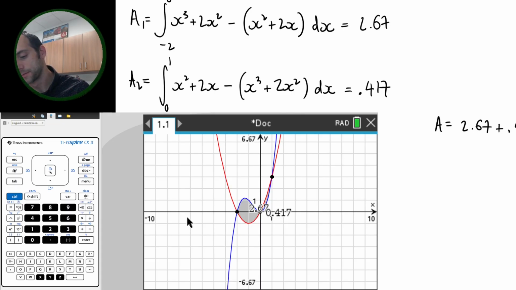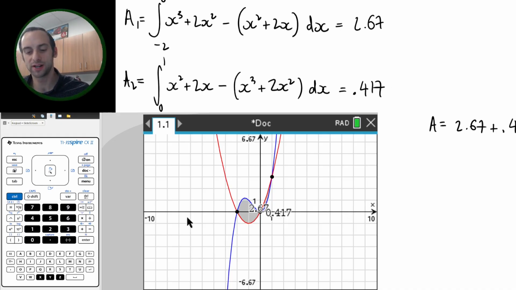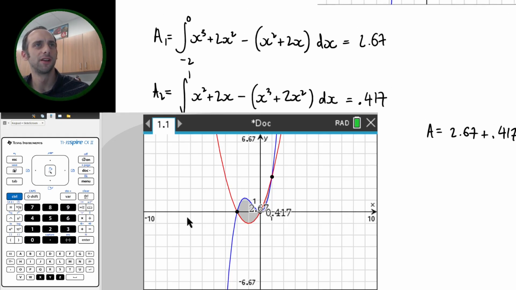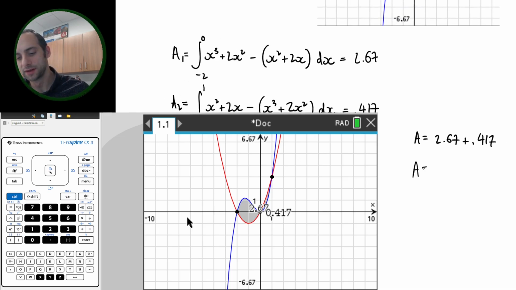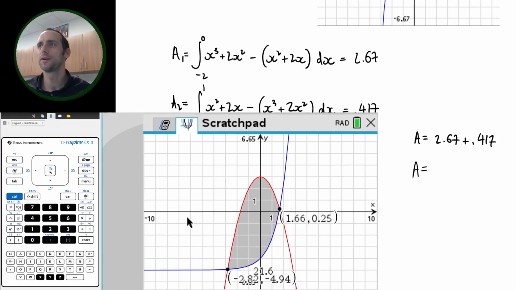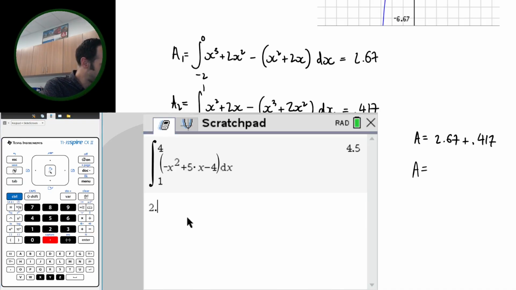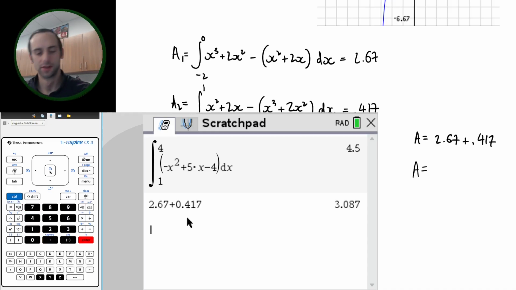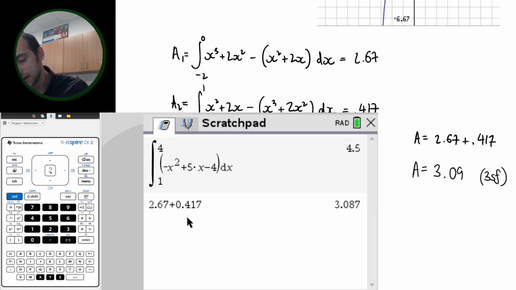It should make sense that one of them is quite a lot bigger than the other one, given the graphics that we're working with here. So our final area will come from 2.67 plus 0.417. So total area is 3.09 if we stay to three significant figures. Again, we could get that by hand, probably as more of a fractional answer, but we're just using the calculator to speed up all the integrals for us.